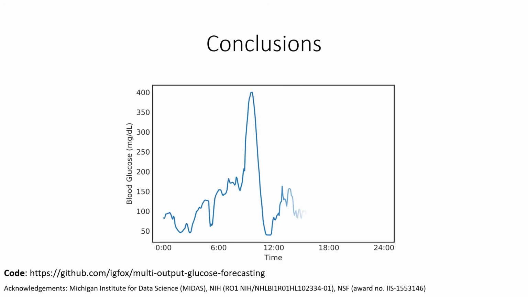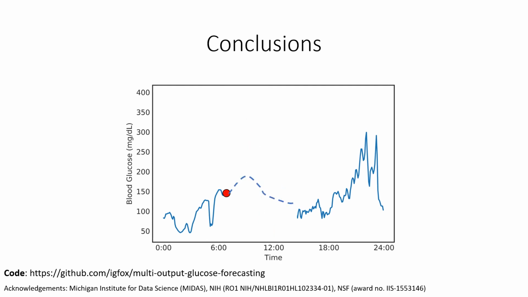By improving multi-step forecasting, we can better predict and prevent damaging blood glucose spikes. While we examine blood glucose, our multi-step models are applicable to any forecasting problem.